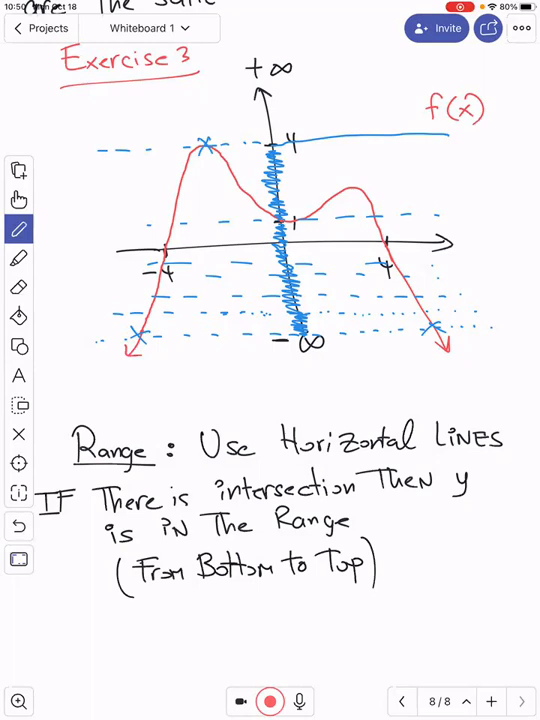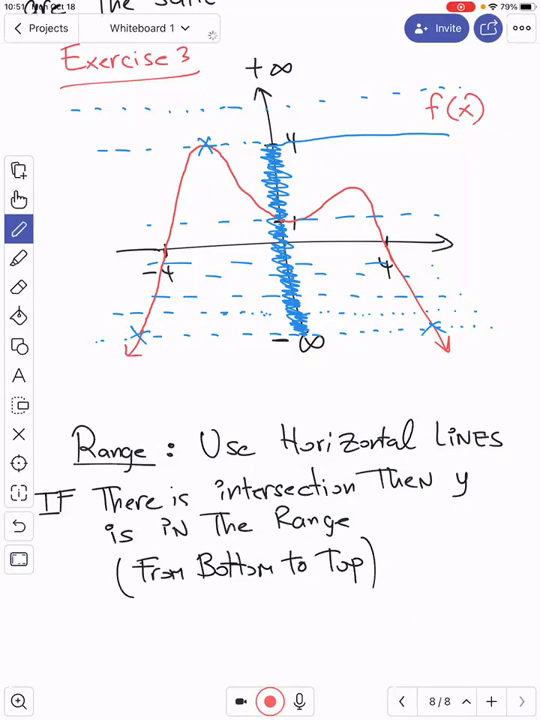But after 4, of course, there will be no intersection if you take a horizontal line. So as you can see, my range is this blue interval, from negative infinity to +4. That's my range. Any questions, guys, about the range of this function f?